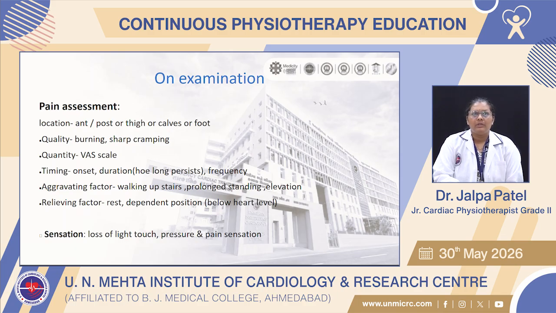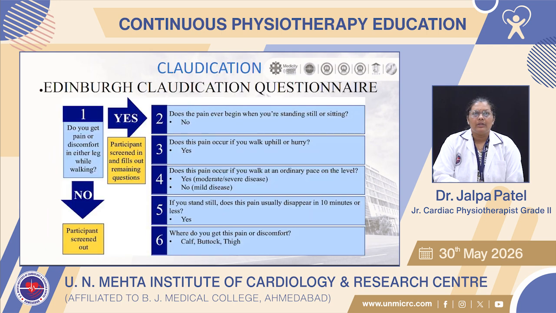Now we are going on to examination. Pain assessment, location: anterior or posterior, or thigh or calves or foot. Quality: burning or sharp cramping. Quantity: VAS scale, also known as visual analog scale. Timing: onset, duration, how long it persists, frequency. Aggravating factors: walking up stairs, prolonged standing, elevation. Relieving factors are rest, dependent position below heart level. Sensation, we can check loss of light touch, pressure and pain sensation.